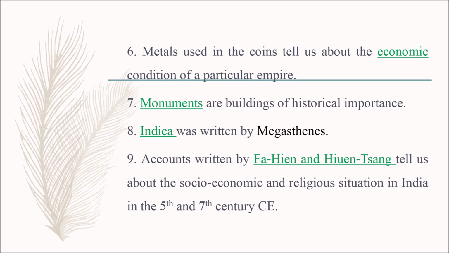Question number 9. Accounts written by dash and dash tell us about the socio-economic and religious situation in India in the 5th and 7th century CE. So the answer is Fa Hian and Hiuen Tsang.